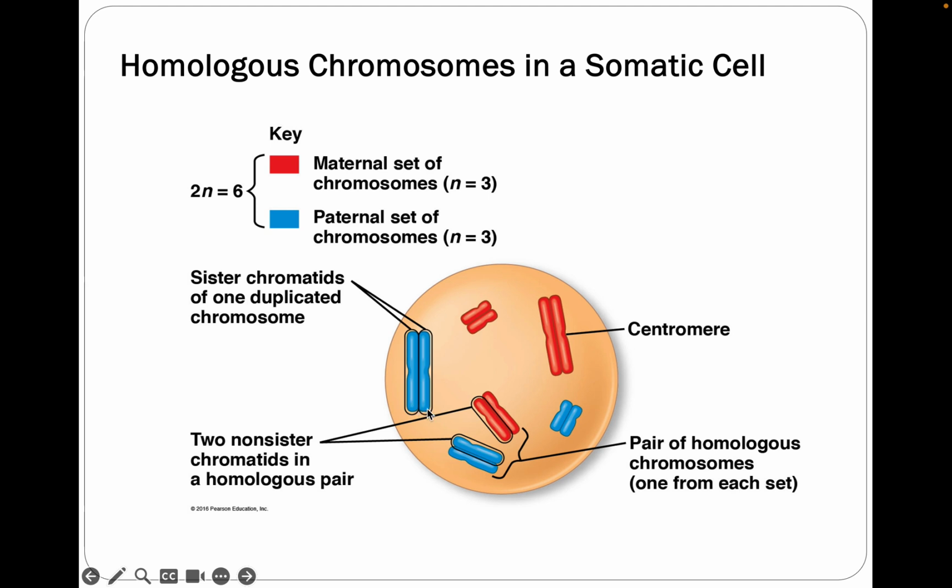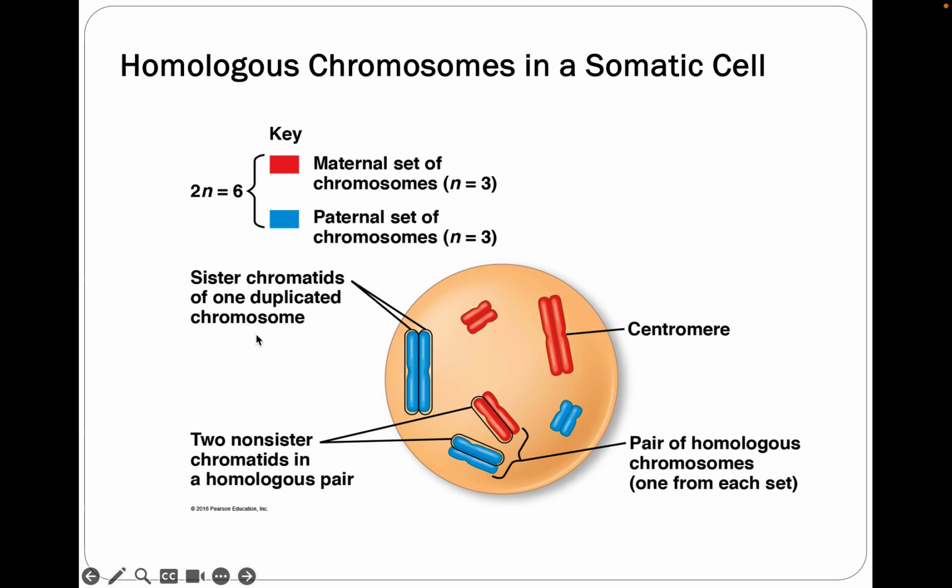These are sister chromatids because they've been copied. These are both paternal chromosomes from dad. And then over here, we see the homologous chromosomes. These would also be chromosome number 1, right? Because these are the biggest. And it's also been copied, and these are the maternal chromosome number 1s. We also have 2 non-sister chromatids here in a homologous pair.